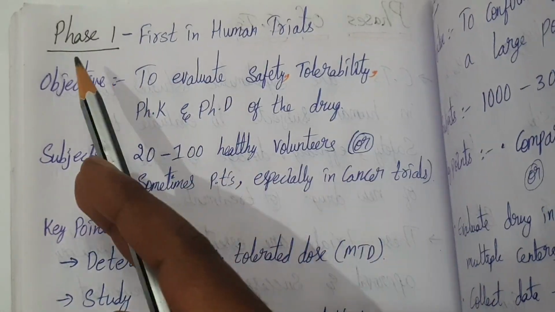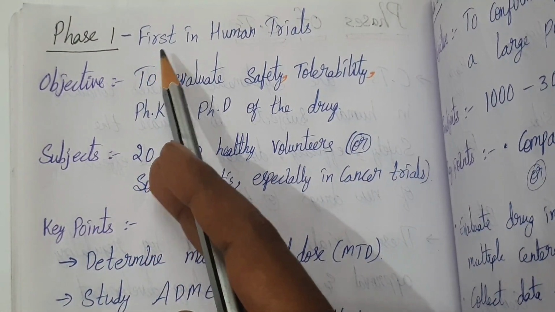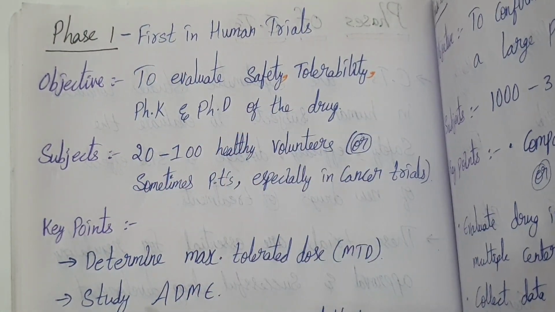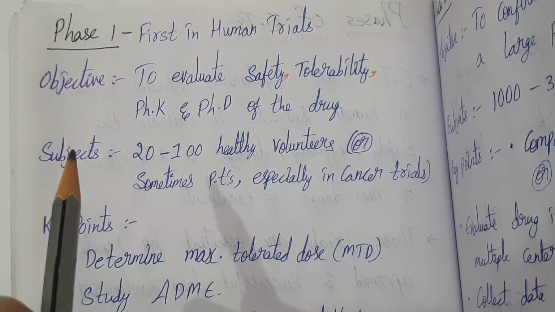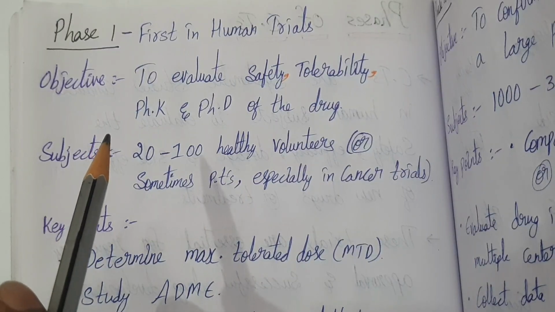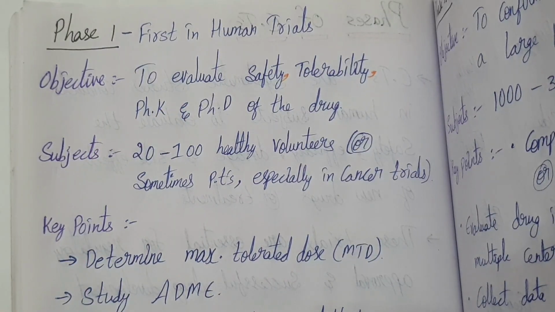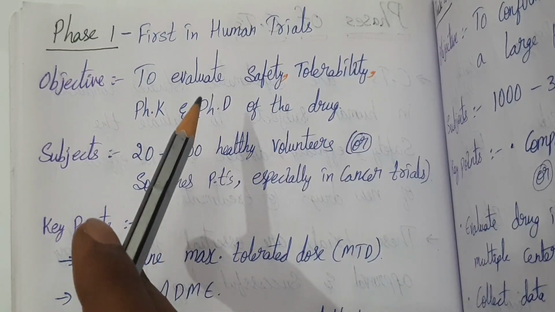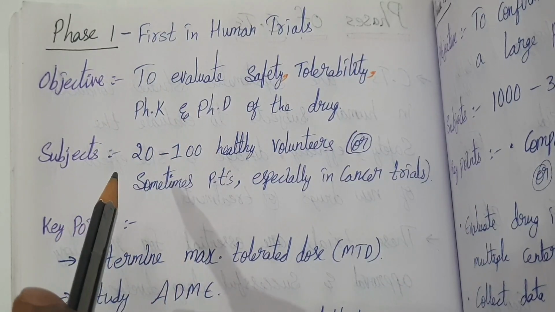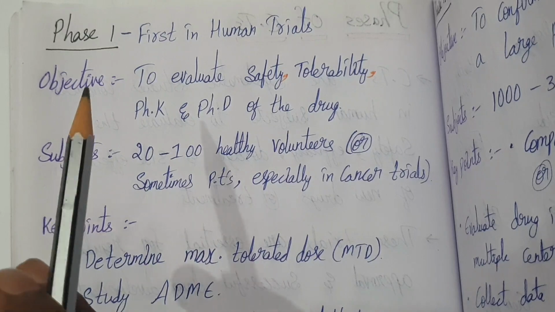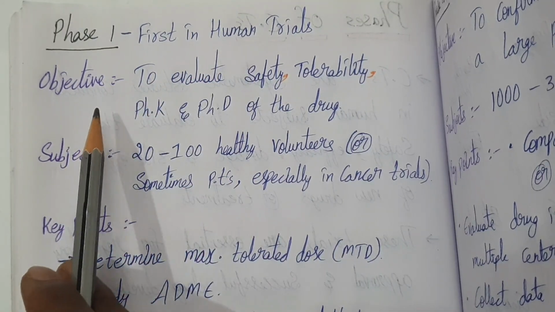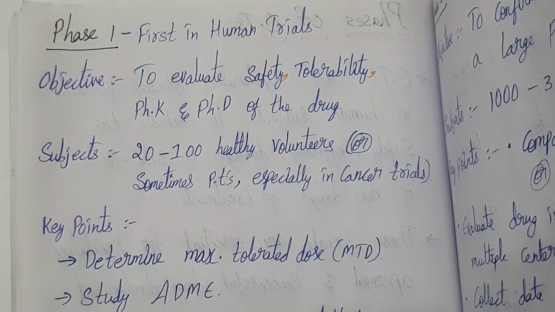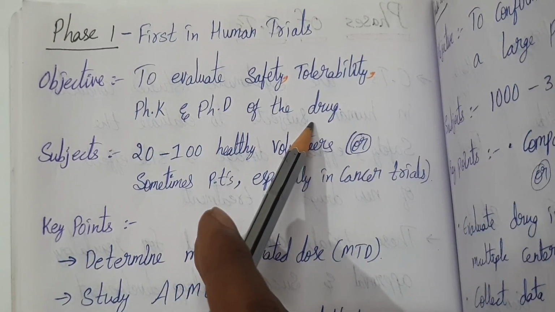Then we have phase 1, which is the first-in-human trial. So humans are involved from here. Human participants are tested starting from here. Till here we have been testing in the lab or on animals, but from now we have to test our drug on humans. So our objective is to evaluate safety, tolerability, pharmacokinetics and pharmacodynamics of the drug in humans.